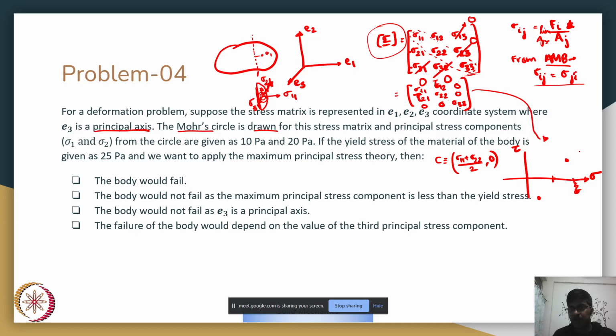we know that this particular point is sigma 1 1 comma tau 2 1. We know the center, we know this point, we know it's a circle. So we can just draw this circle.